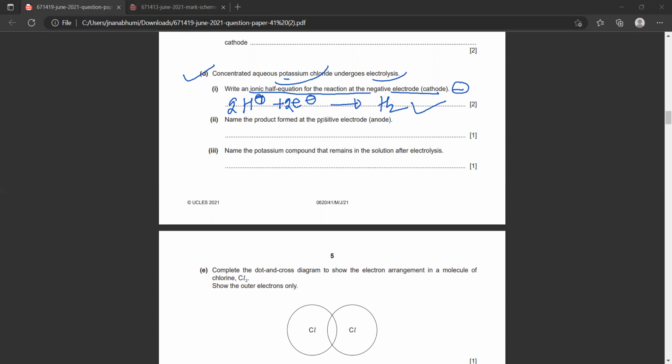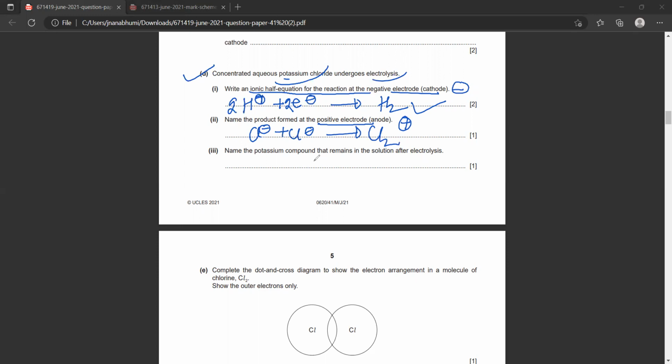Name the product formed at the positive electrode. So we have to write the positive. Positive will attract negative. So Cl minus and Cl minus will form Cl2 gas on the positive electrode.